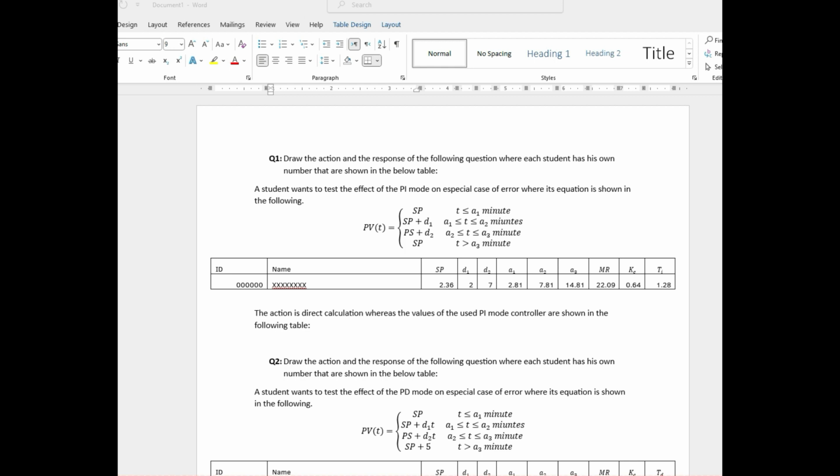So that means here there is a proportional and integral in the equation on a special case of error, where its equation is shown as following. This error happens, and we consider it as a special case, not the normal response. A special case. Remember that. How can we create it?